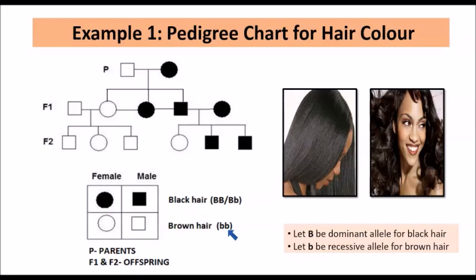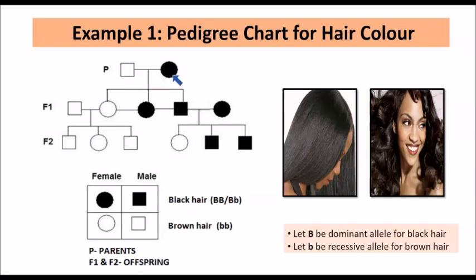Usually the individuals with the recessive trait tend to be the ones that can be worked out easily in the pedigree chart. So we're clear that black hair is the dominant trait here. Let's go to the pedigree chart and break this down. What you're seeing here, the parents represented by P, we have a brown hair father and a black hair mother.